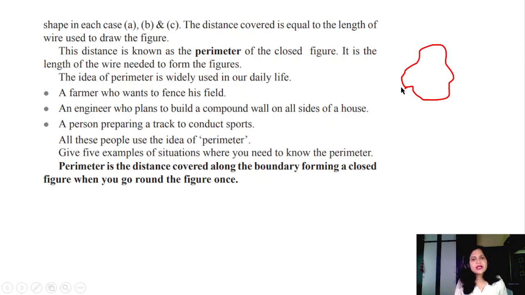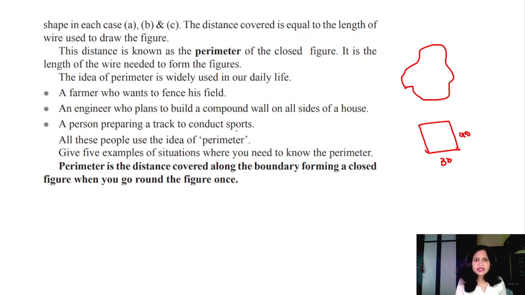An engineer who plans to build a compound wall on all sides of your house. A house site is almost always 30 by 40 in size. He used to build the compound. Then he should calculate how much cement is required, how many bricks are required, how much water is required, all the raw materials. First he has to calculate the perimeter of this site to build the compound.